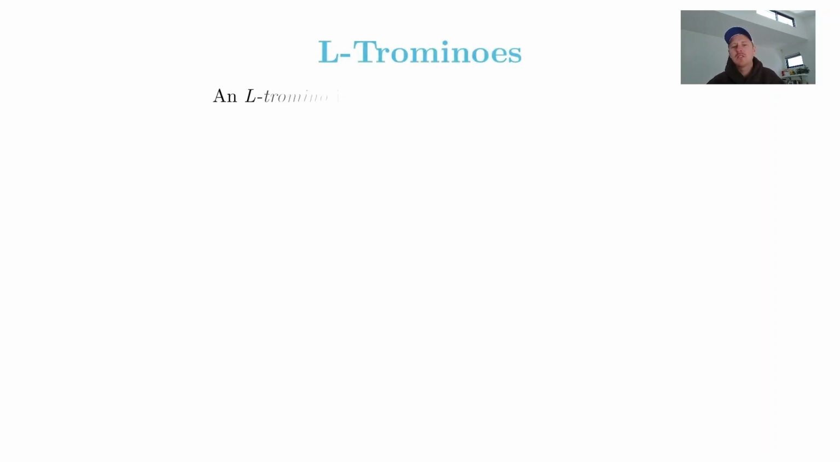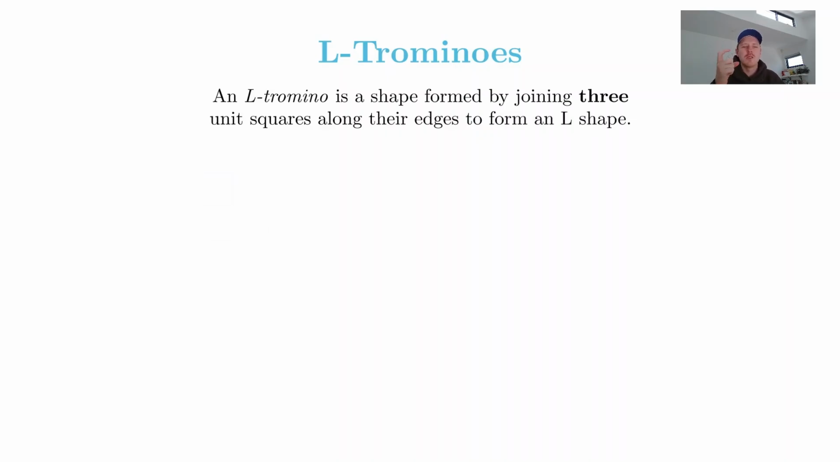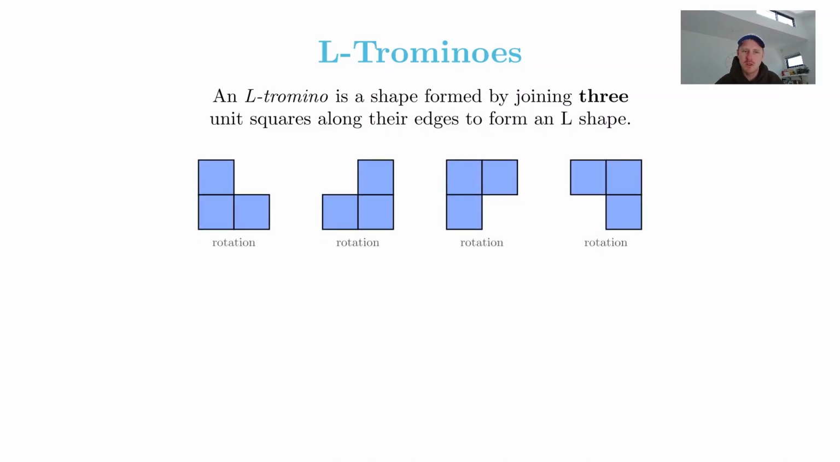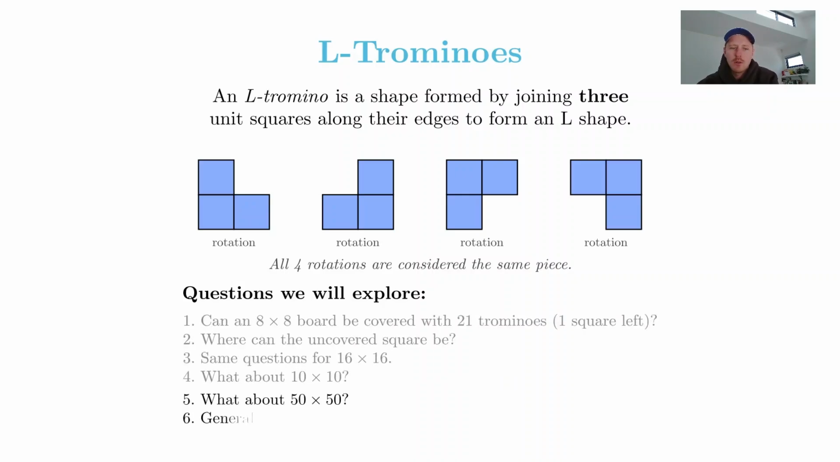All right, so we're back looking at L-Trominoes again. An L-Tromino is this shape formed by joining three unit squares along their edges to form an L shape. So you end up with this sort of situation. All of these shapes are considered the same shape, obviously.